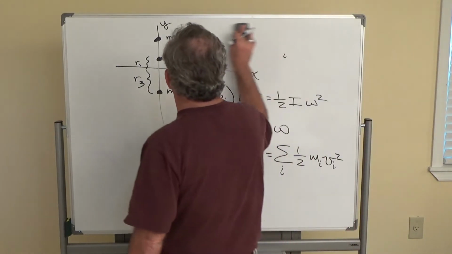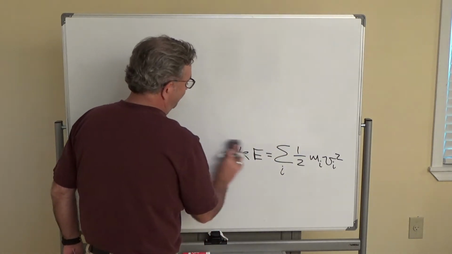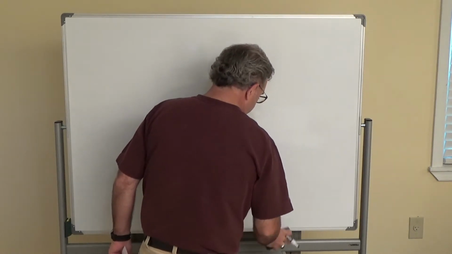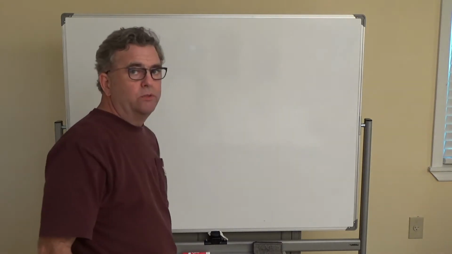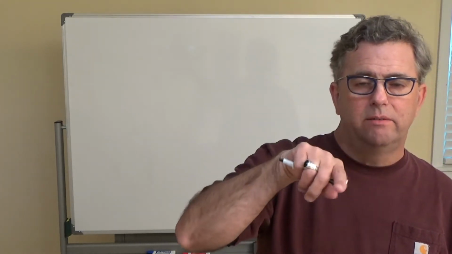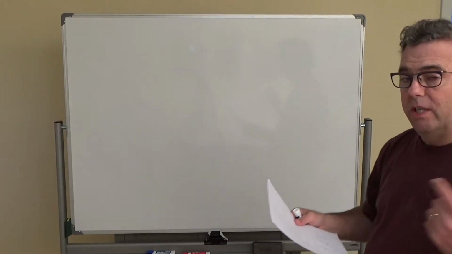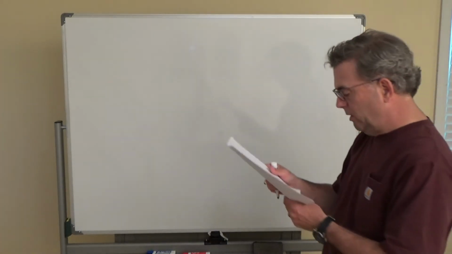Number 6. This is almost identical to the example that I did the other day in class, which I posted on YouTube. You can look that up. This is a disc with a light string and a mass falling that's connected to the string. The first thing they ask you to do is to calculate the tension in the string. Okay, so let's do that.